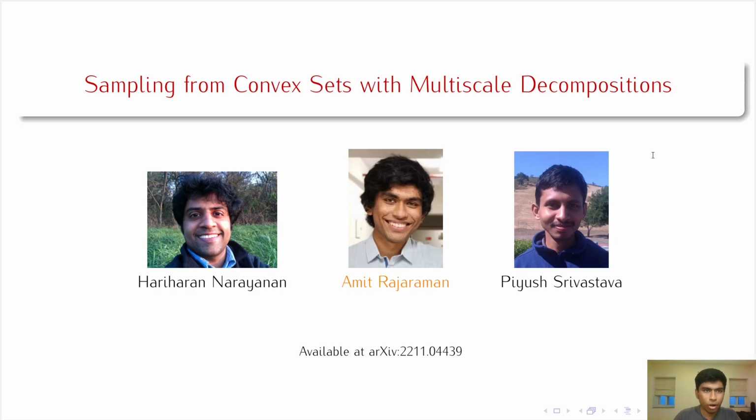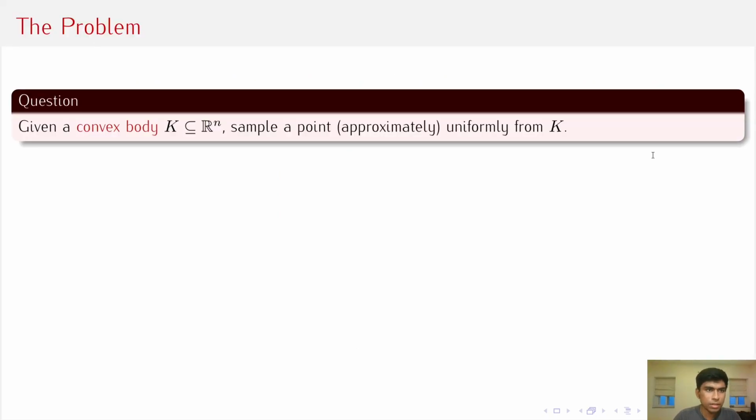So first, let me explain what the basic problem is. You're given a convex body K, which is a subset of R^n, and you want to produce a point that is distributed approximately uniformly randomly over this body K. And this turns out to have a wide array of uses, like in optimization, integration, etc.